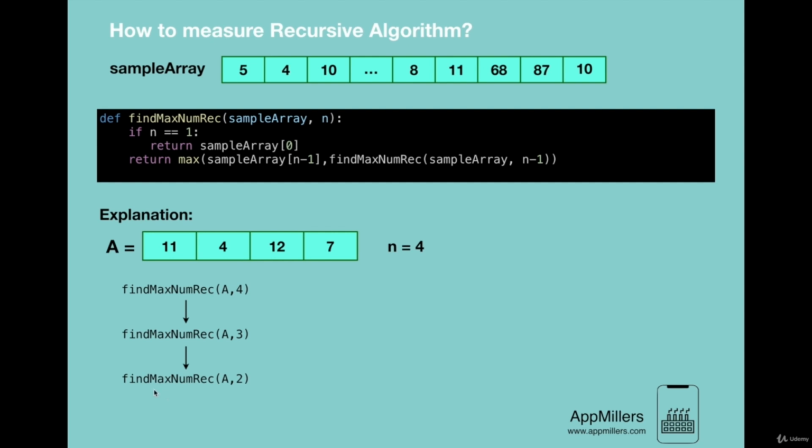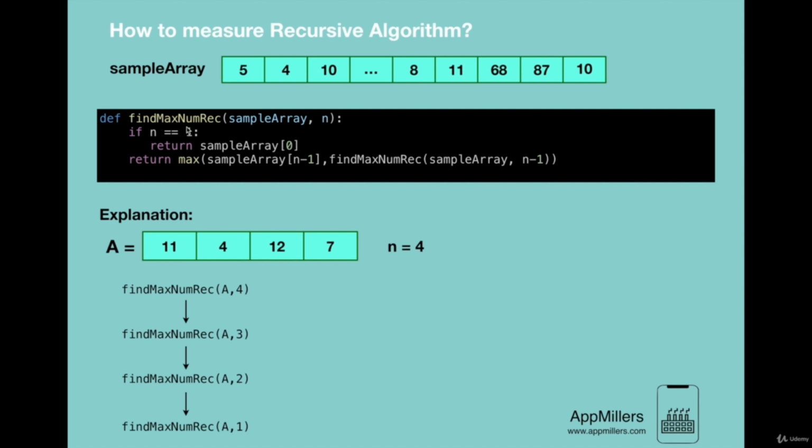Then again, this function goes here and checks the conditions over here. We see that n is not equal to 1. Then it will call itself with 2 minus 1. Then it's going to be like this. We are continuing this until we reach where n equals 1. So here we see that we reach the function where n equals 1.